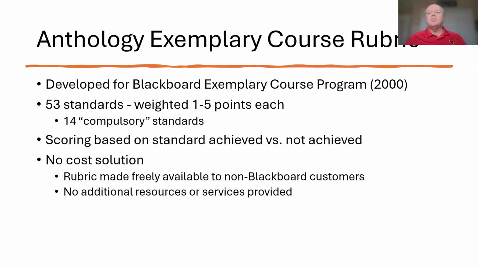So the scoring is based on whether the standard is achieved versus whether the standard is not achieved. So pretty much it's a dichotomy. Does it have this or does it not have this? There isn't a lot of gradation. Well, it partially meets this standard. It's pretty much black and white. It either meets it or doesn't meet it. And then depending on how many points each of those are, it will tally up a certain point value.